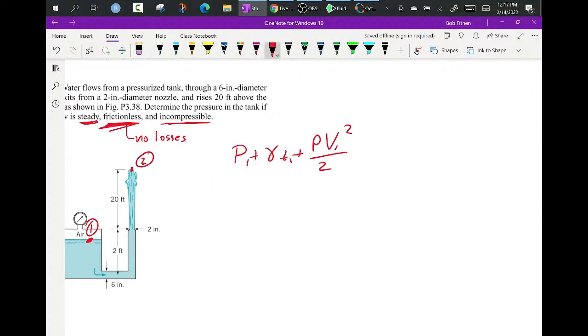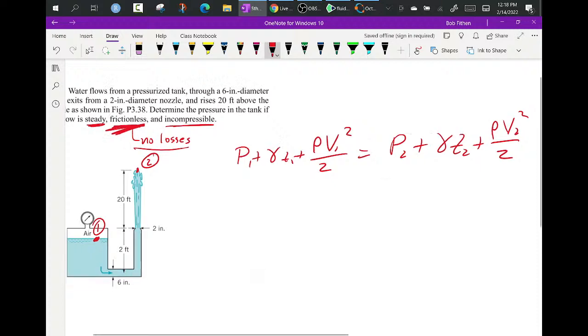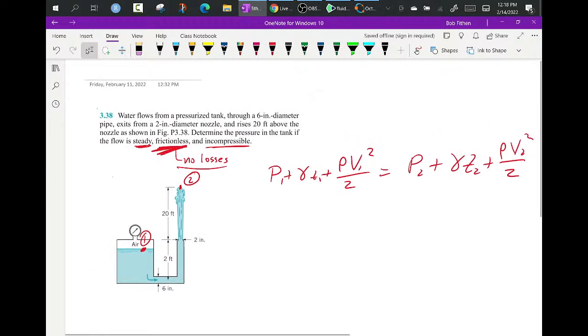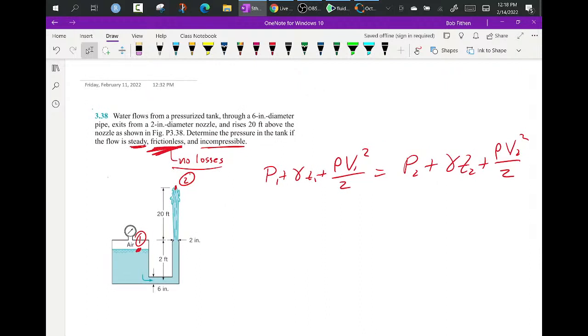I have no losses, frictionless, no losses. If I had losses, I'd have some sort of head loss here, which we'll get to later. That's chapter 8. P2 plus gamma Z2 plus rho V2 squared over 2. All you've got to do is fill out the information here. He asks you, what is the pressure at 1? Determine the pressure in the tank.